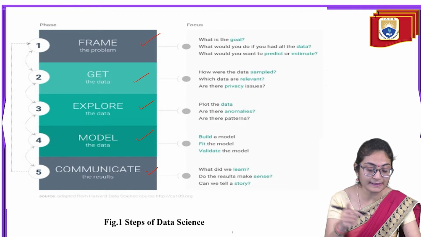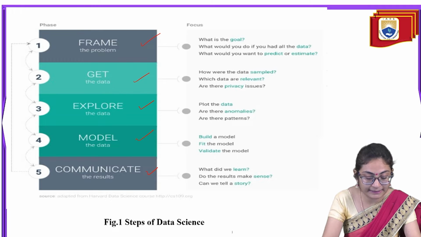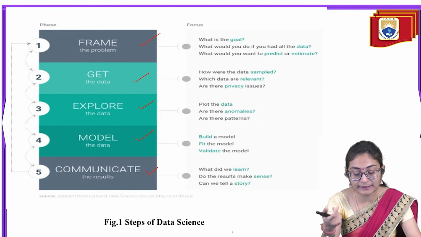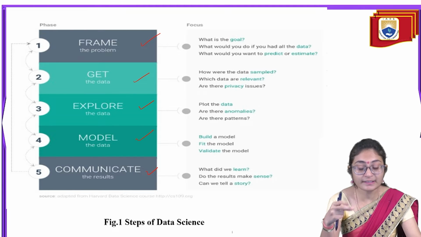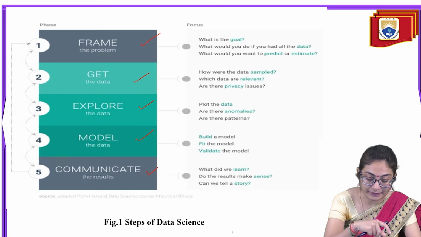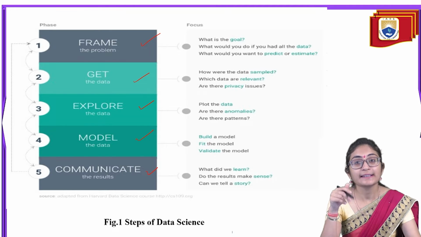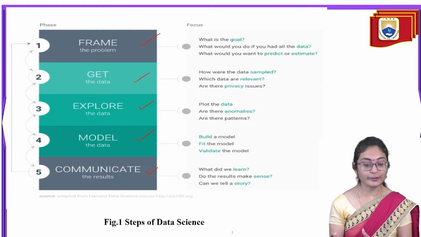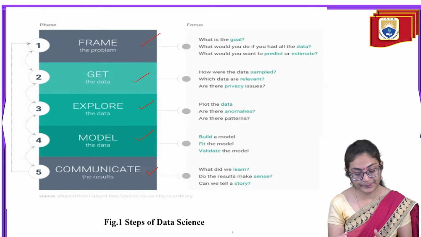Then the second one is get. Get what? The data. Again you have to think about how the data were sampled, how you will sample the data, and which data are relevant or irrelevant. You also have to find out whether there are any privacy issues or not. Then the third one is explore. You have to explore the data.